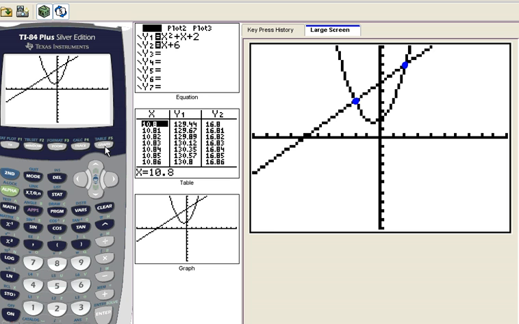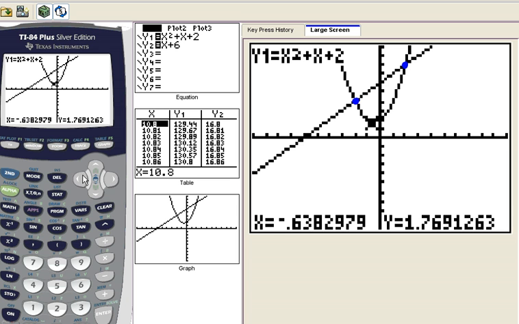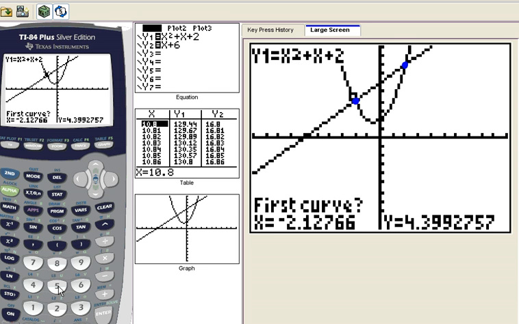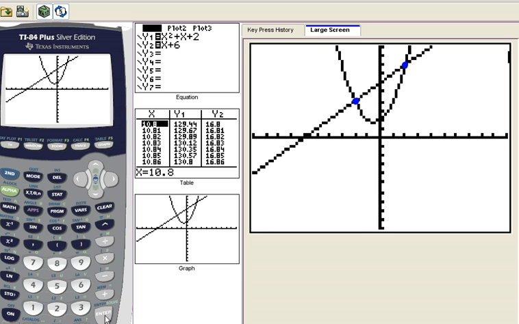To find those places using a graph, to estimate those, we're going to press trace, and then just move the cursor till it gets fairly close to one of those points. Then we're going to press second trace, and choose number 5, which is intersect. We're going to have to hit enter 3 times, and then the calculator is going to make a guess for us. And we can see that the calculator thinks that point of intersection is -2, 4.